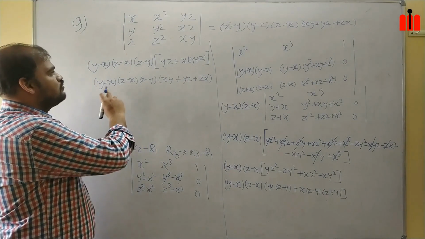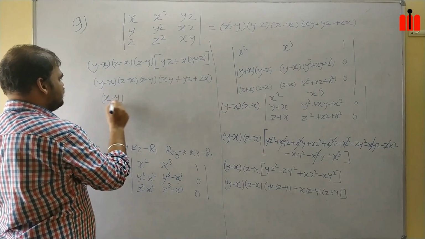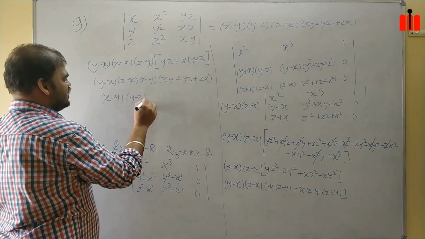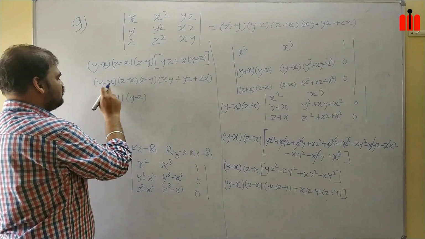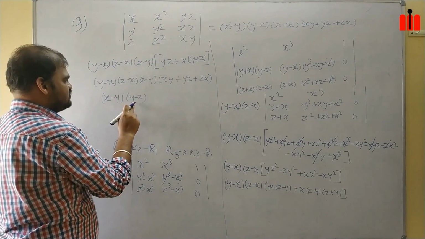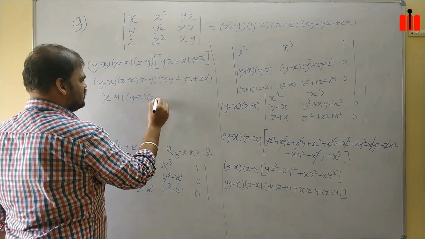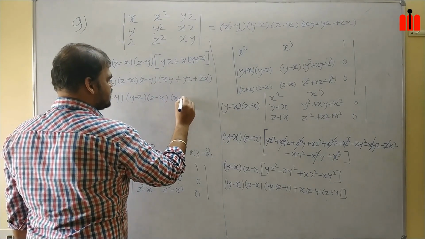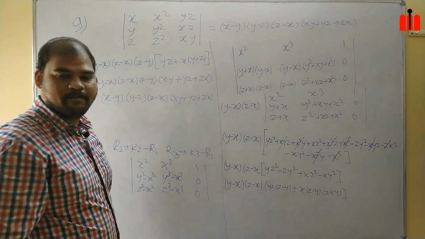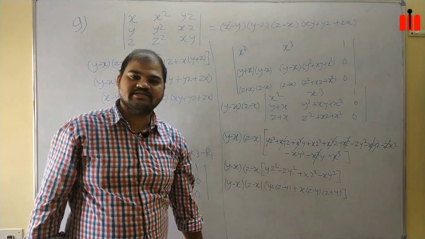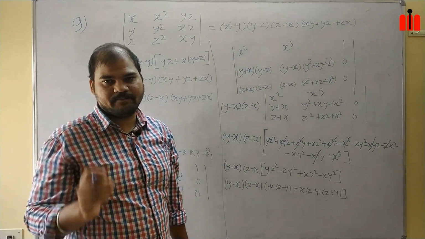Okay, now we have to rearrange the terms to make it the same. So it will become x minus y and y minus z. We will multiply this with minus 1 and z minus y with minus 1. So y minus x multiplied with minus 1 will become x minus y. This z minus y multiplied with minus 1 will become y minus z, z minus x, xy plus yz plus zx. Okay, we got the RHS. This completes problem number 9. Let's move on to problem number 10.